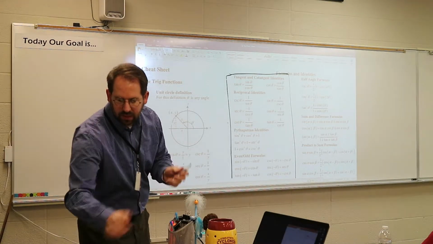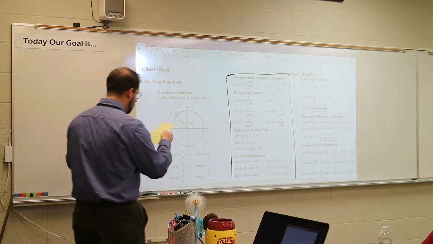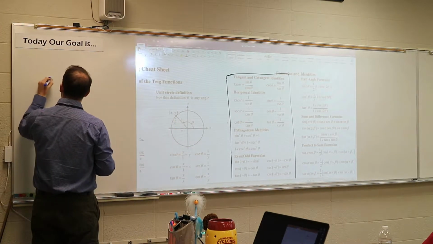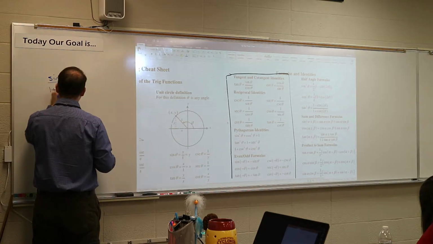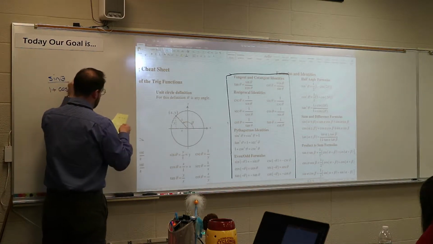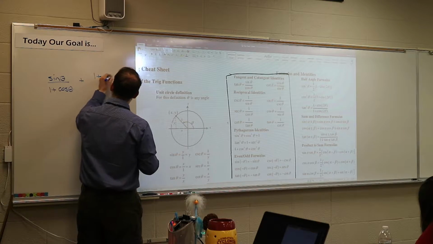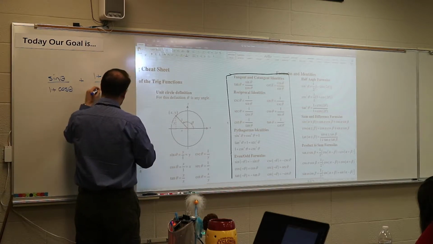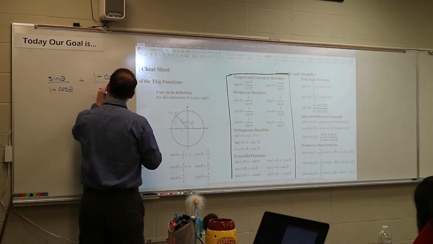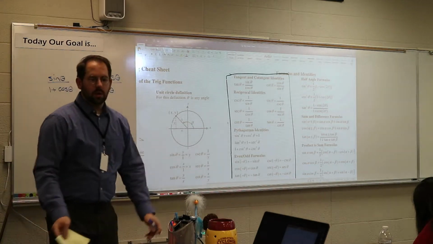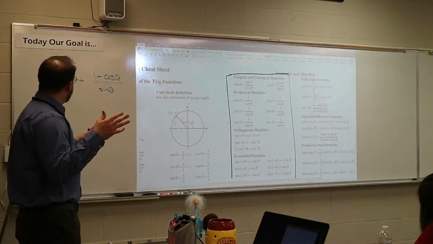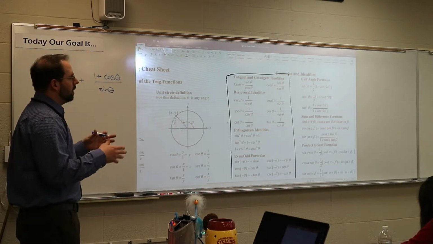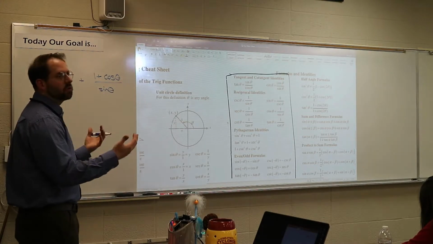So if we had something like this today, this is one of the last problems, if we even get there today. I'm not expecting to, but. It's a long rational expression that has trig functions in it, right?